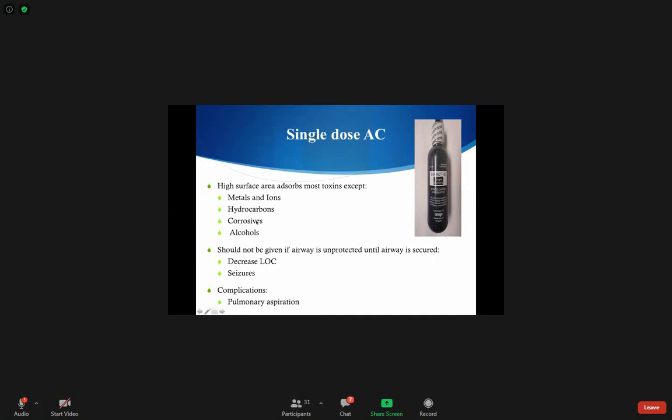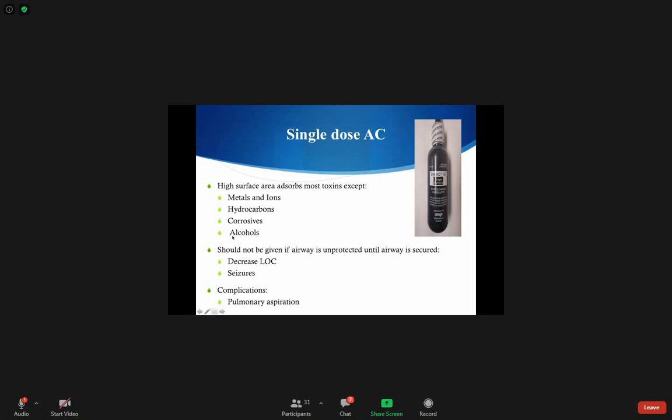Corrosives, because they can have perforation, and then the activated charcoal can go to their mediastinum, can go to their peritoneum, and then you get peritonitis, mediastinitis. It's really bad. Plus these patients may need intubation, and when you go to intubate them after activated charcoal, you see nothing but black. This is activated charcoal, it's really black.